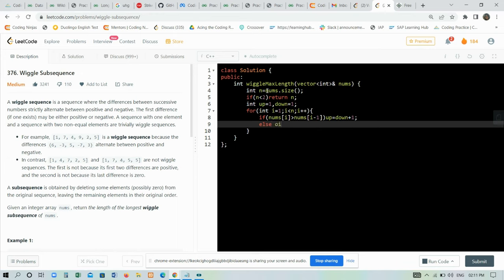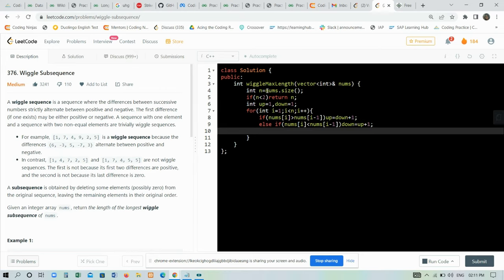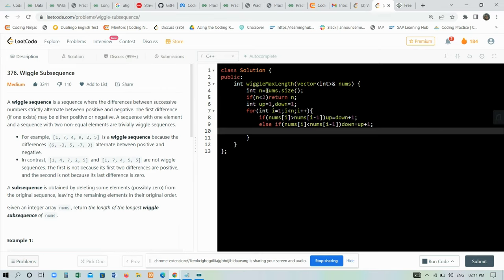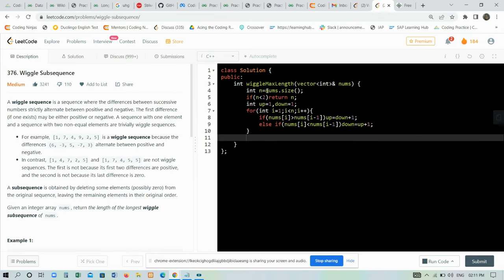Else if nums of i, the current element, is less than the previous one, our down variable will be up plus 1. Why have we used an else if over here? Because there is quite a possibility that both the previous and the current elements are equal. In that case we are not required to increment either up or down. That's why I've used an else if over here. And finally our answer will be the maximum of up comma down.